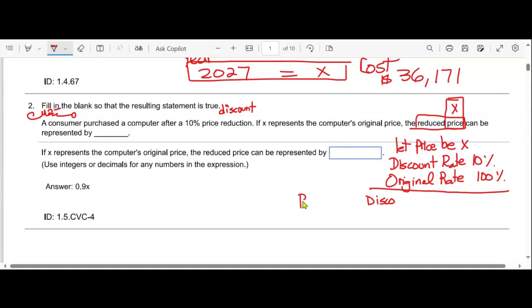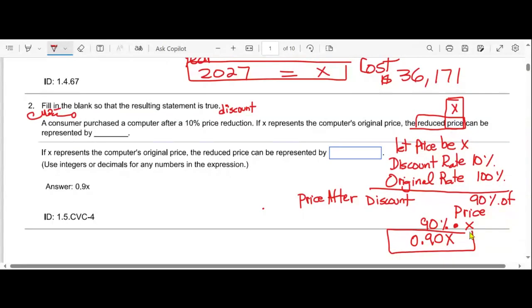Now, what is the price after discount? 90%. Okay, so then the price after discount is going to be 90% of the price, right? We said the price is X. So it's going to be 90% of X, right? But we need to write this in decimal, so we convert this to decimal. So your answer will be 0.90x. Okay, that's what you're going to pay.